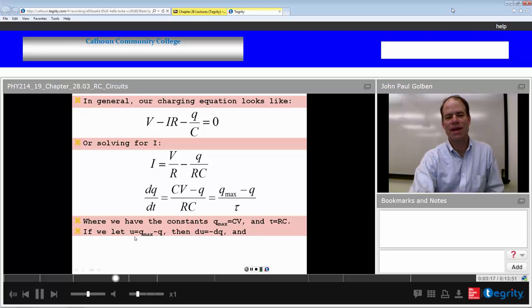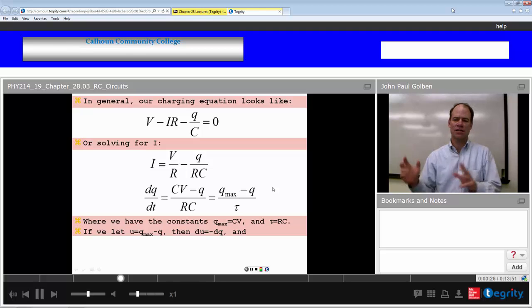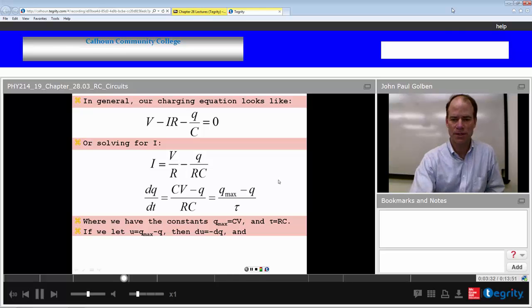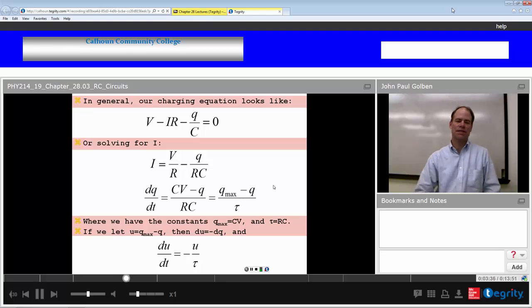If I make a variable substitution, I'm going to let U equal Q max minus Q, Q max being a constant. So U is going to equal a constant minus my variable Q. That means dU would equal negative dQ. Making those substitutions, I would have dU/dt equal to negative U over tau, tau being a constant.